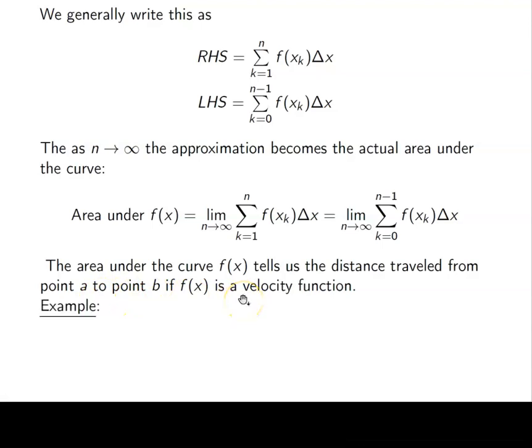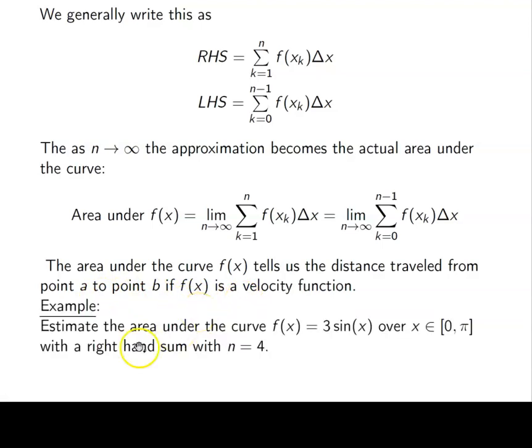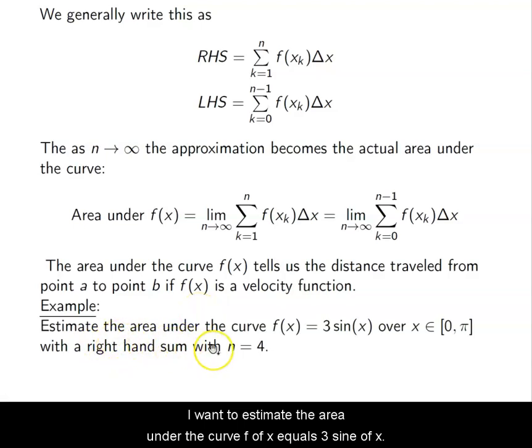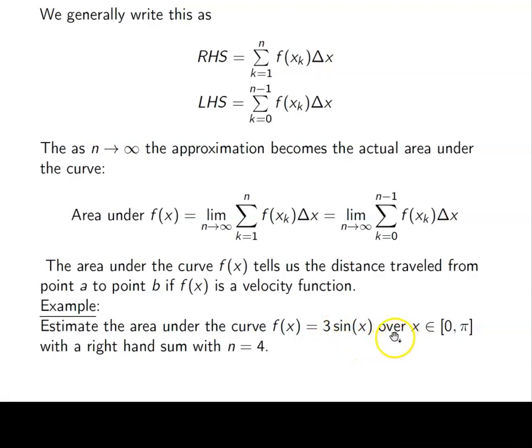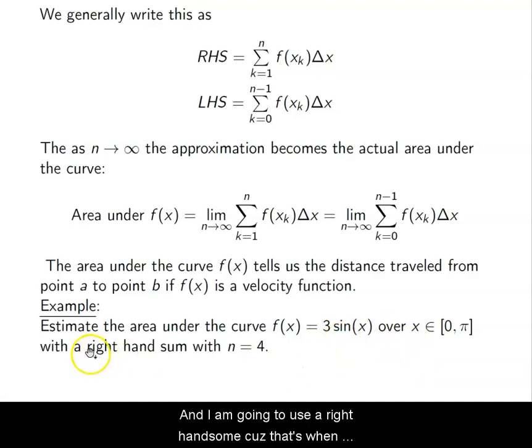So, example: I want to estimate the area under the curve f of x equals 3 sine of x over the interval x equals 0 to x equals pi. I'm going to do this with a right-hand sum with n equals 4. So I'm going to take this curve and break it up into 4 equal parts, and I'm going to use a right-hand sum because that's what we've been doing the most. I'll just stick with that, and we'll form a right-hand sum.